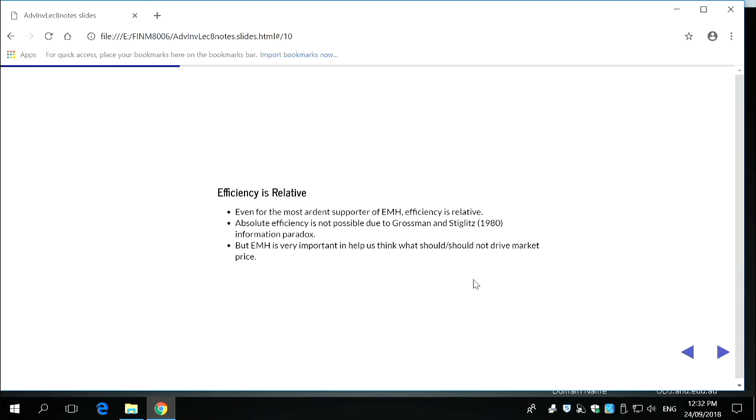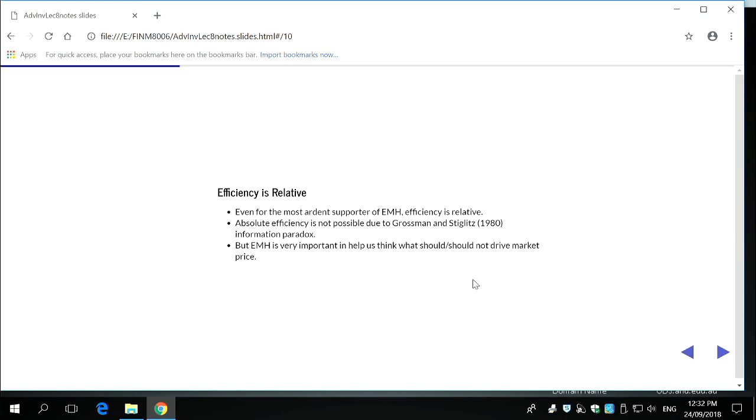Right, so this is a paradox. If everyone assumes the market is efficient, no one is going to generate information. If no one is going to generate information, then why would the market actually be efficient? Right, so this is what's called the Grossman-Stiglitz information paradox. And because of this, people are actually aware that efficiency is relative. Absolute efficiency is not possible.